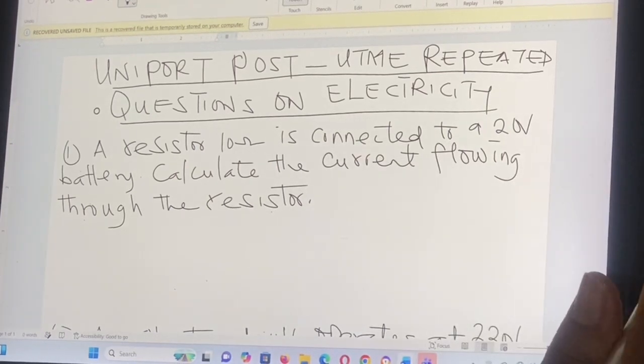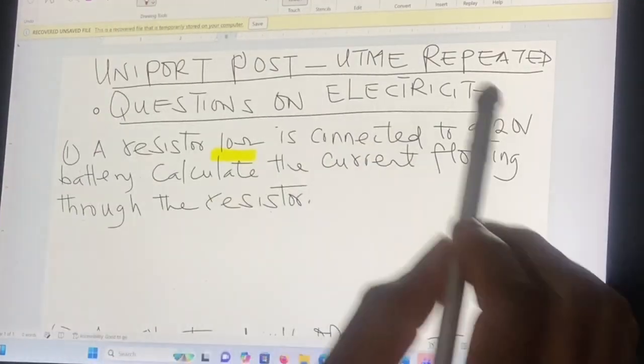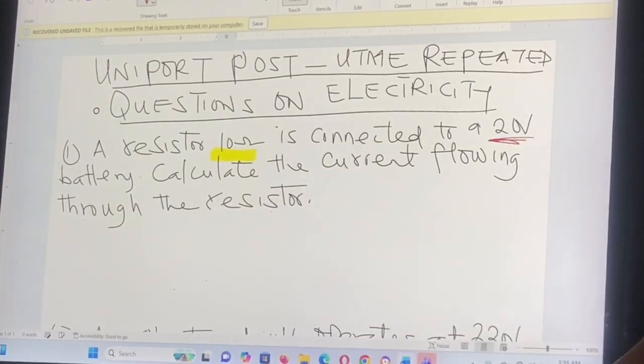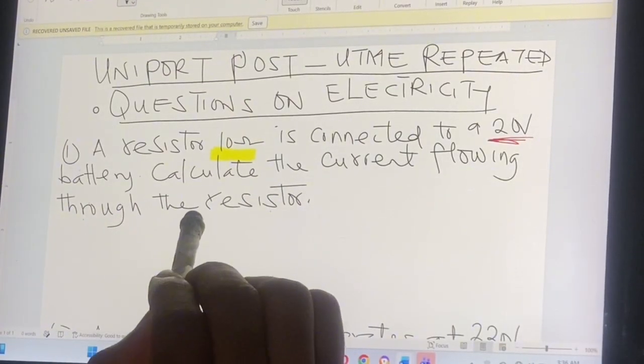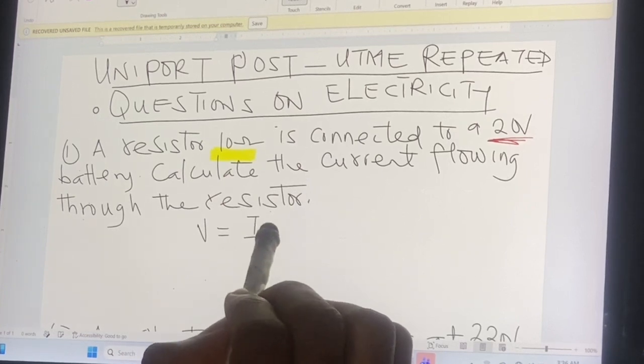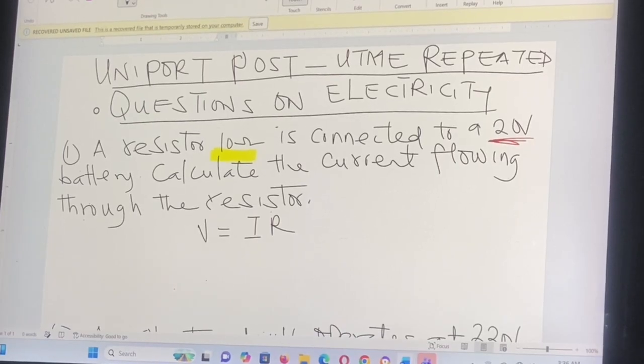All right, we are given the resistor to be 10 ohms and we are given the voltage to be 20 volts. The formula that connects resistor, voltage and current is Ohm's law. So the formula for Ohm's law is V = IR. So let's replace what is given to us here and make current the subject.